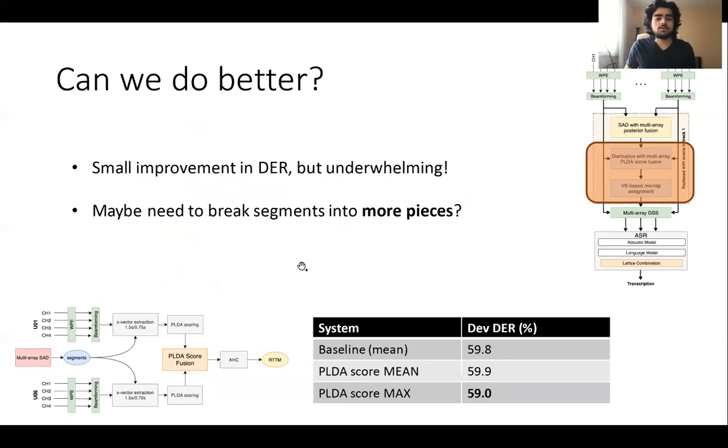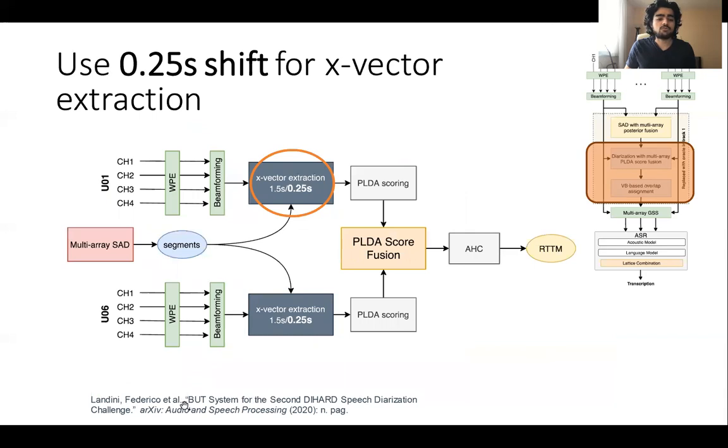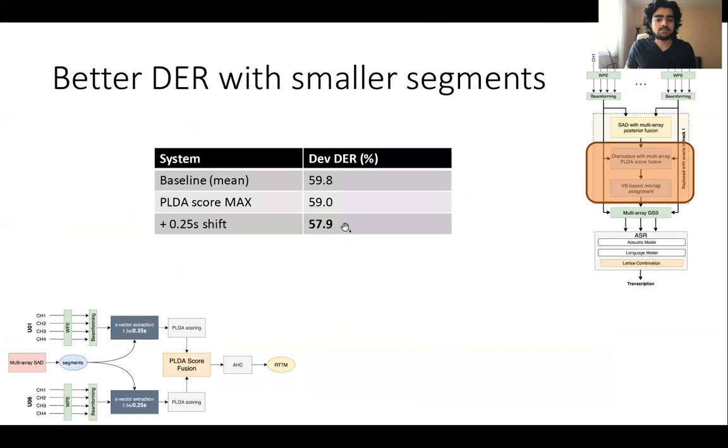So we ask whether we can get more improvement by breaking the segments into more pieces. This was inspired by a paper from BUT for their second DIHARD challenge, where they used 0.25 second shift instead of the regular 0.75 seconds. So we tried this, and we find that this improves the DER by about 1% over the regular 0.75 second shift.